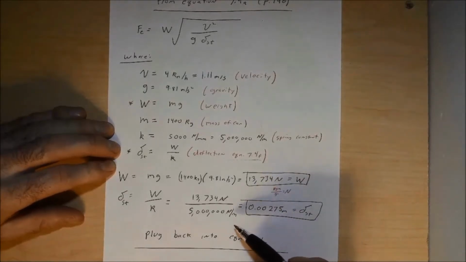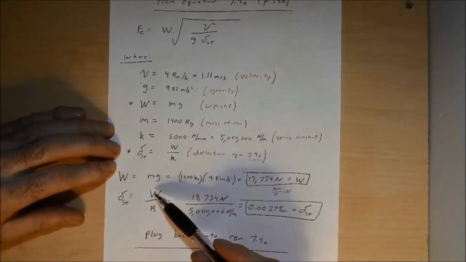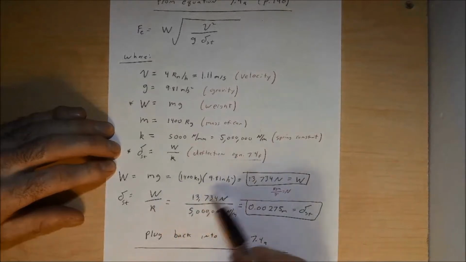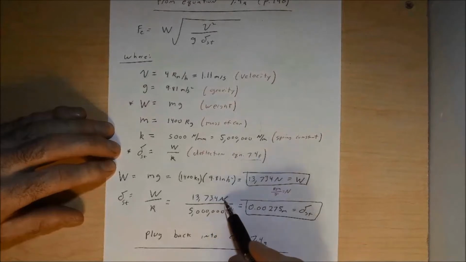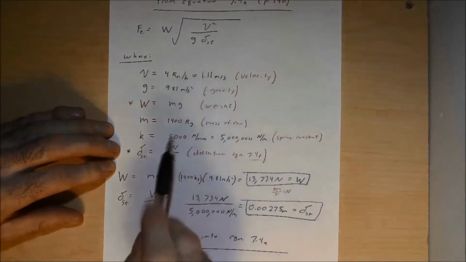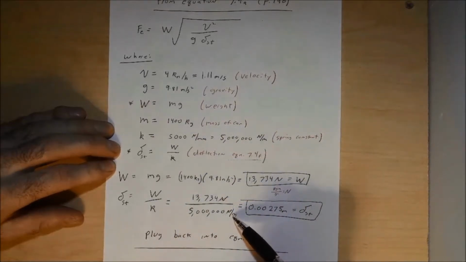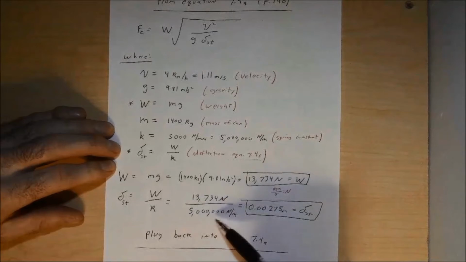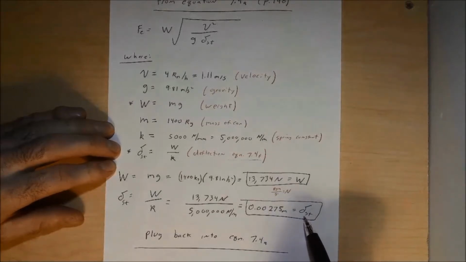Do the same thing now for deflection. Going back to equation 7.4f, we know the deflection is equal to weight divided by our spring constant, where now we've just solved for our weight in the equation above, 13,734 newtons, divided by our K value in terms of newtons per meter. So I have newtons up here, newtons there, and I want to have it left in meters. So I divide newtons by newtons per meter to end up with meters in the end. I divide this by our 5 million newtons per meter, and I end up with 0.00275 meters for the deflection or the elongation of that cable.